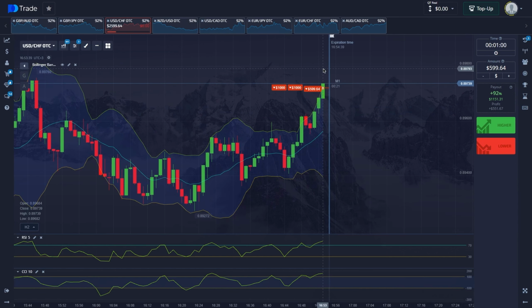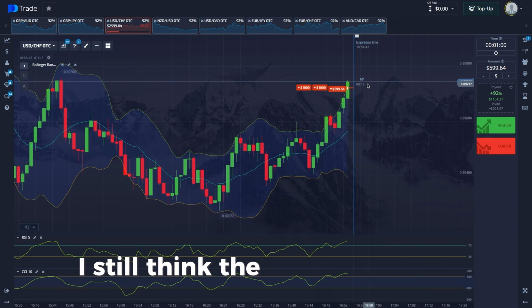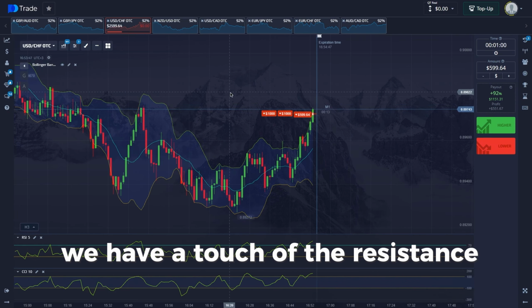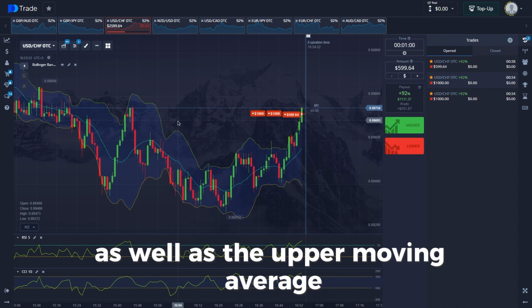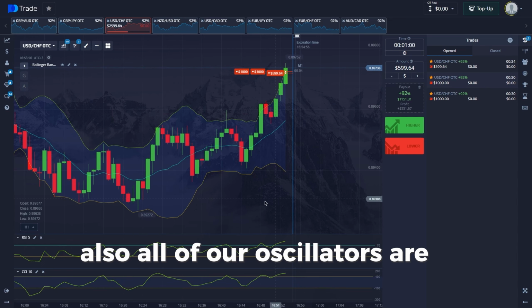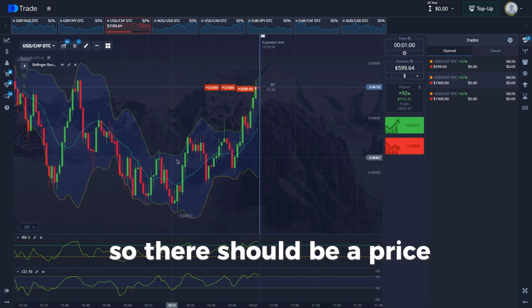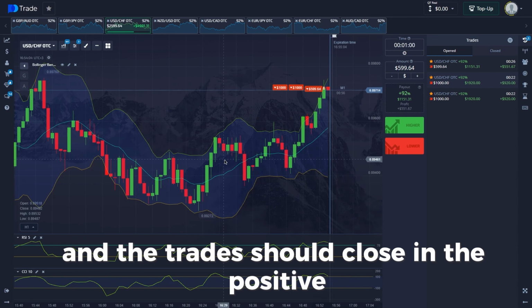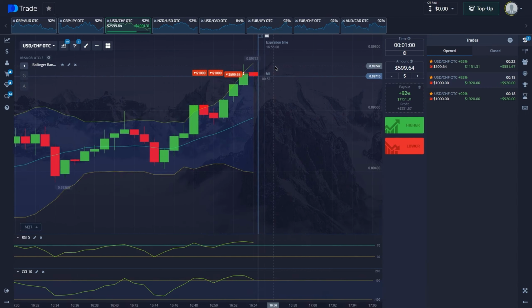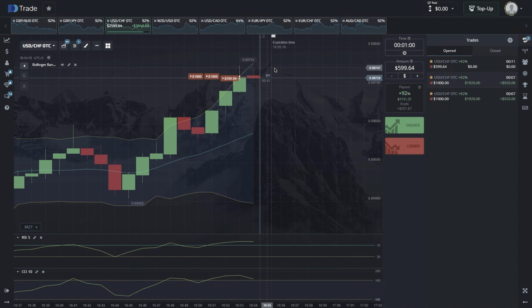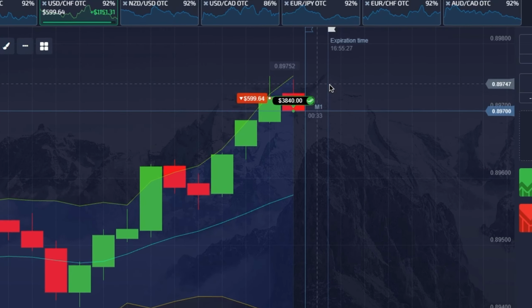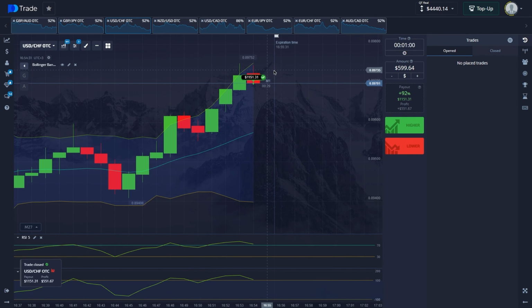Even though the trades weren't opened exactly at the same point, I still think the exit will happen. We have a touch of the resistance area as well as the upper moving average. Also, all of our oscillators are in the overbought zone, so there should be a price retracement and the trades should close in the positive. Let's watch the result. As I said, the retracement happened and our trades closed in the positive.